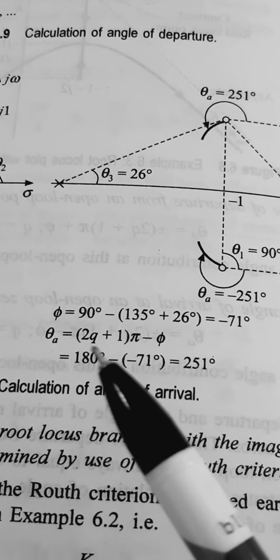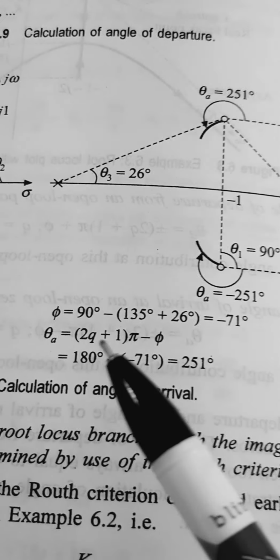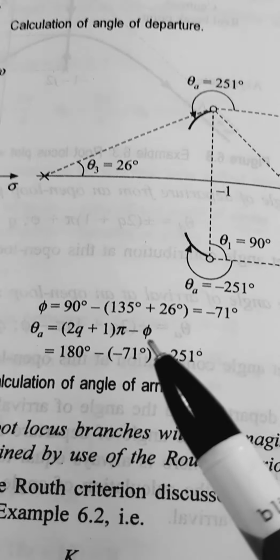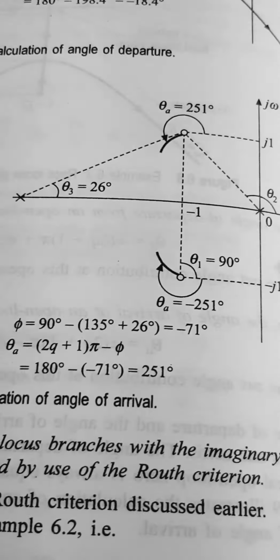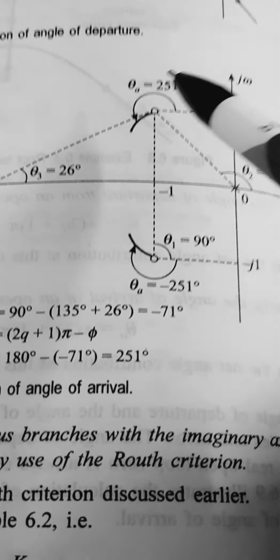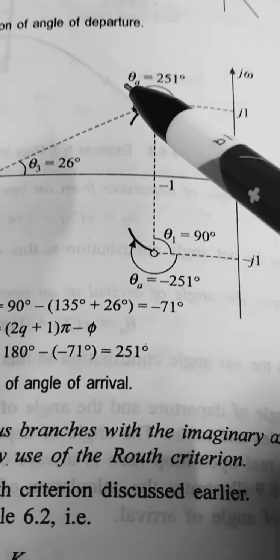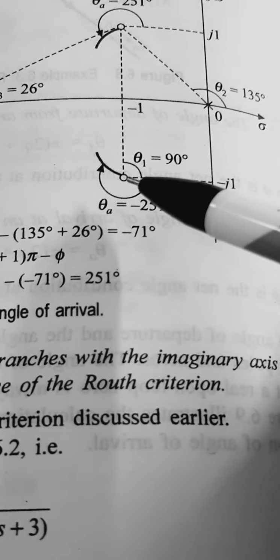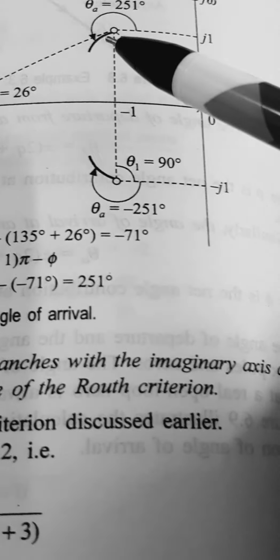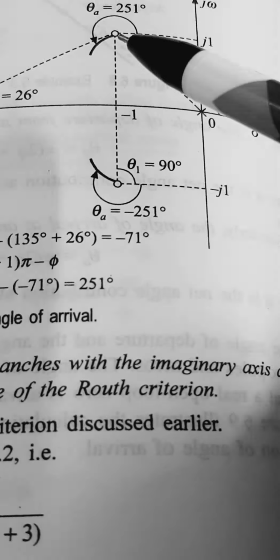So theta a should be calculated as (2q plus 1) pi minus phi, 180 degree minus (minus 71), which is 251. So this will be 251 and this will be minus 251. So the root locus will arrive at this zero, and here also the root locus will come and arrive at this zero.